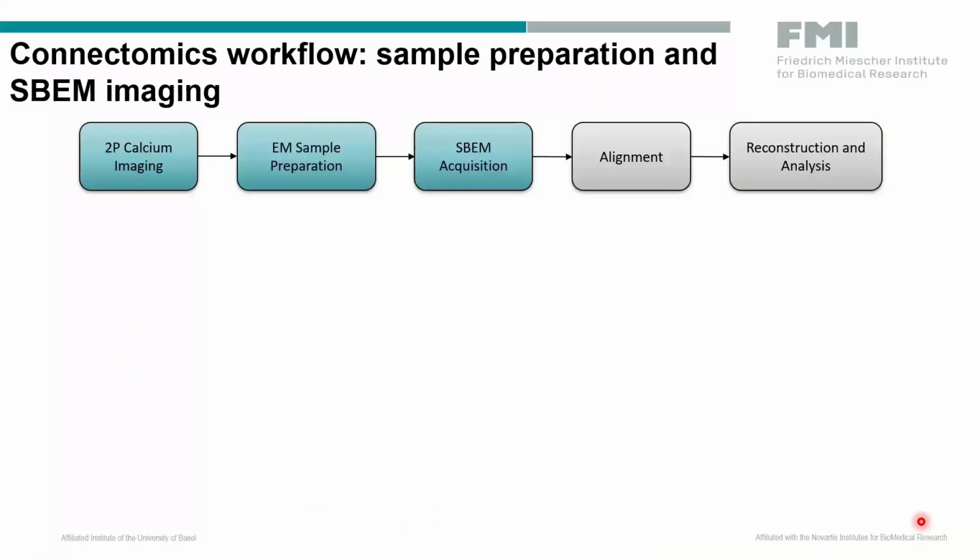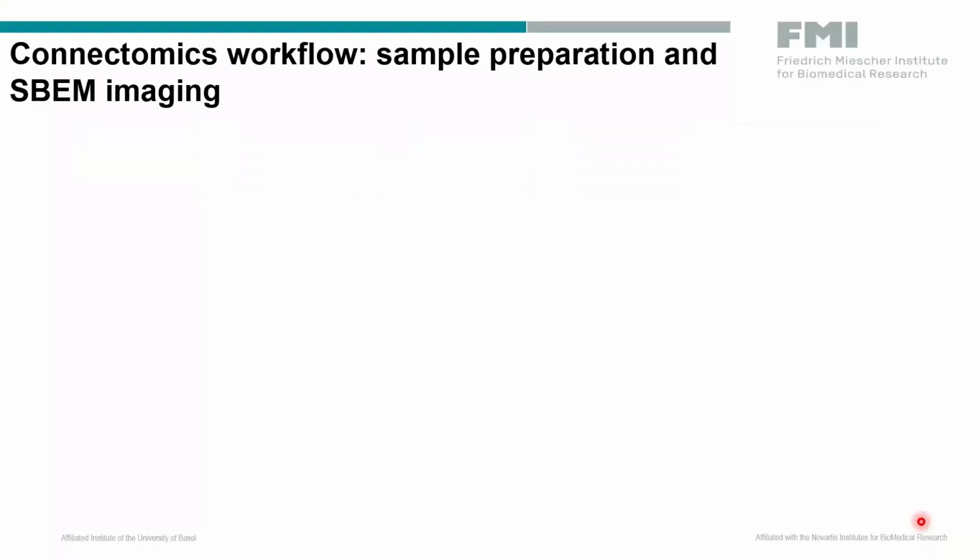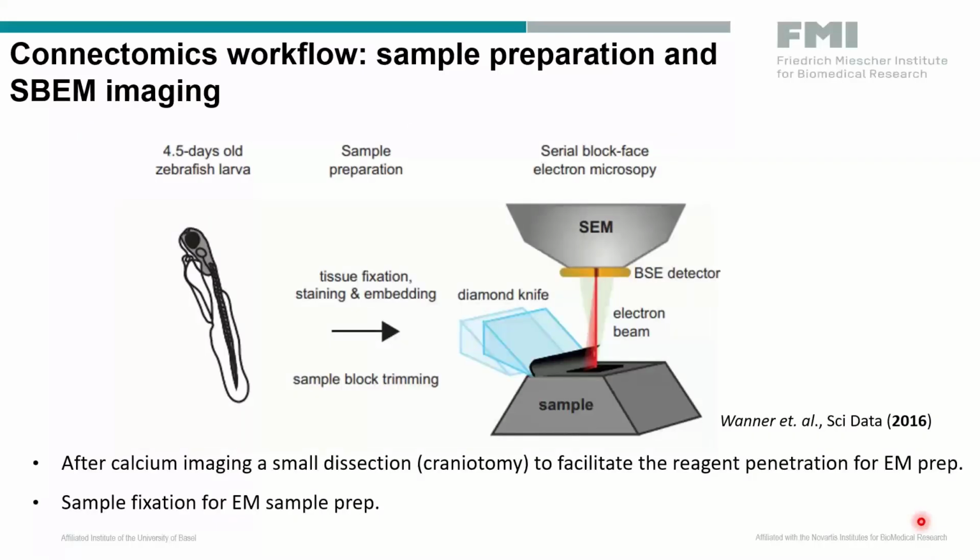Once this part is imaged, exactly the same larva is used to perform electron microscopy imaging. And for that, the larva is dissected, and they do a little craniotomy to facilitate the reagent penetration for electron microscopy preparation. Then the sample is fixed and prepared for electron microscopy imaging.